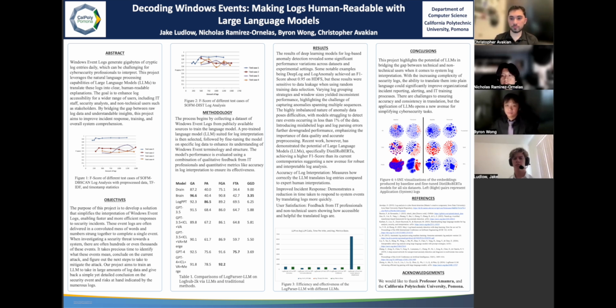All right, so figure 4 is a t-SNE visualization of the embeddings produced by the baseline and fine-tuned DistilRoBERTa model for all 6 datasets, with the left and right pairs representing application and system logs. Each point on the cluster represents a log entry, with red and blue corresponding to different logs. The baseline model shows more intermixing of red and blue, indicating less distinction between the classes, while the fine-tuned model forms more distinct clusters, suggesting that the model has learned to differentiate log entries more effectively.